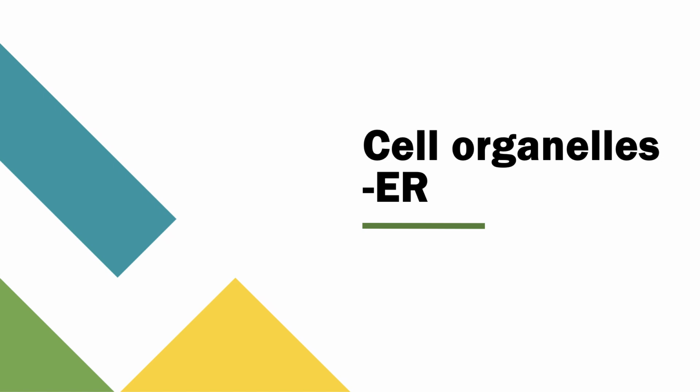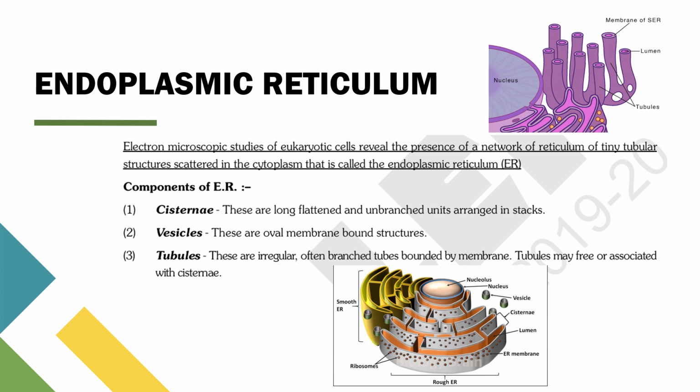So let's begin with our first cell organelle, that is endoplasmic reticulum. So what is the meaning of endoplasmic reticulum? When we look at endoplasmic reticulum with the help of electron microscope, we see that they look like a network of reticulum. They are made up of tiny tubular structures and they are scattered in the cytoplasm. Hence the name endoplasmic reticulum.